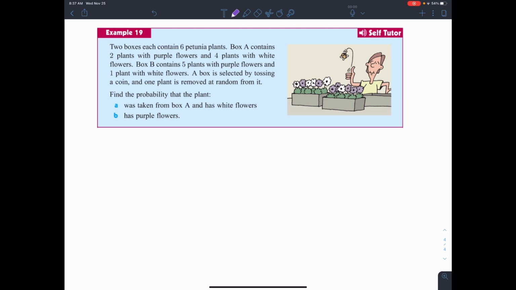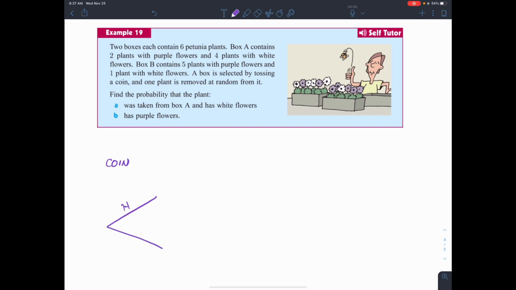So it would be nice because we've got two things happening here, if we could do a two-way table or a two-dimensional grid. But again, because of how this is set up, we still have to stick with a tree diagram because the first thing we're doing is flipping a coin. So we've got to do our coin flip first.